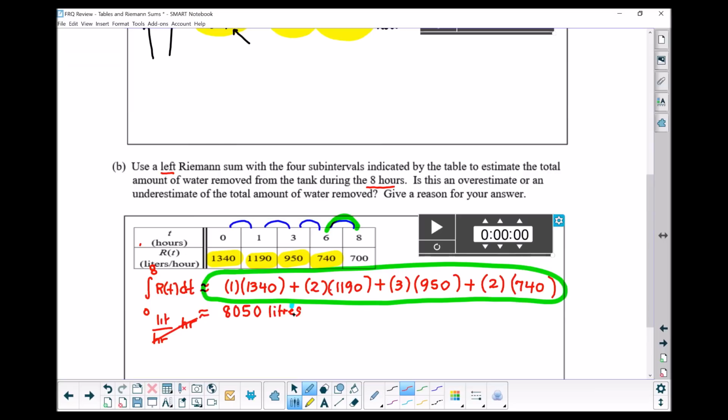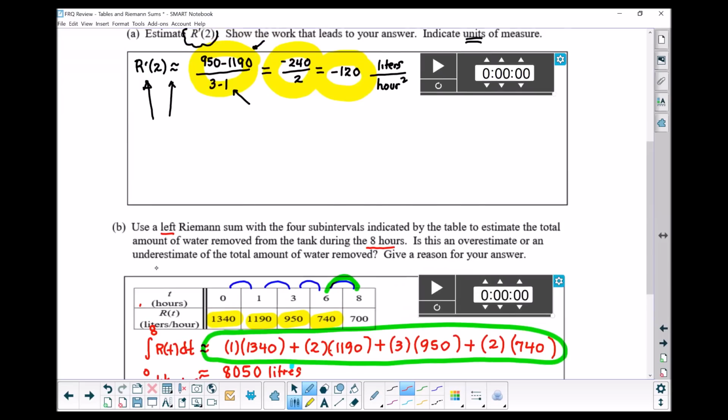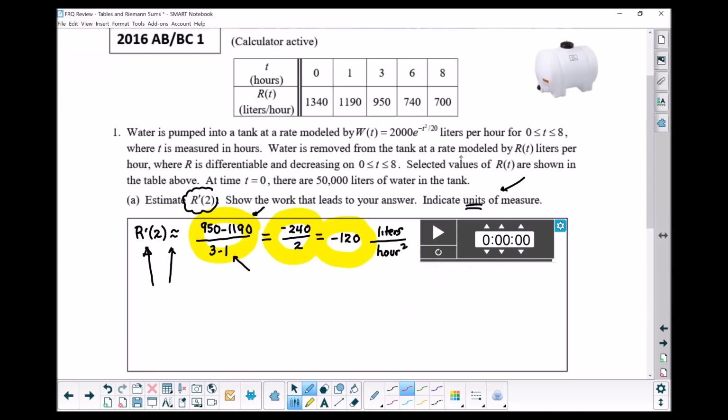Now, there is another piece of this, and it does ask, is this an overestimate or an underestimate? The way that you want to think about that is what kind of behavior the function is going to yield. And in the original stem of the problem, remember all these words that we were so anxious about? Well, if we go back up here, we read this phrase right here, that R is differentiable and decreasing.